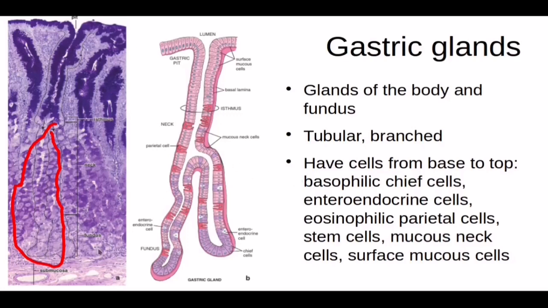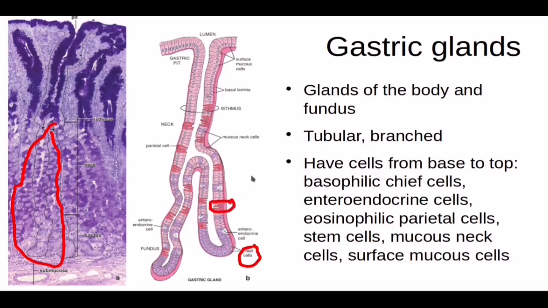Basally we will find our chief cells here. These are the most basally located, the chief cells, and they are also basophilic. We have our enteroendocrine cells here. These are what you call enteroendocrine cells. We have our eosinophilic parietal cells, these ones.